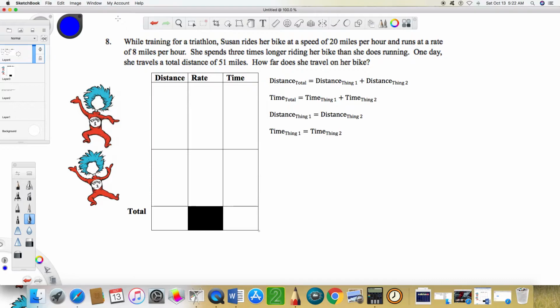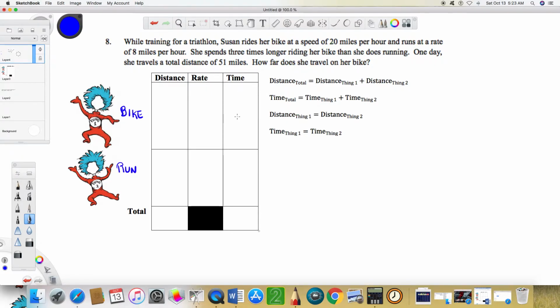So triathlon usually includes swim. Really, this probably should have said a biathlon. But anyway, thing one, let's call that riding her bike. And thing two, running. Now your thing one and thing two might be the reverse of that, but now complete the table and then press continue.